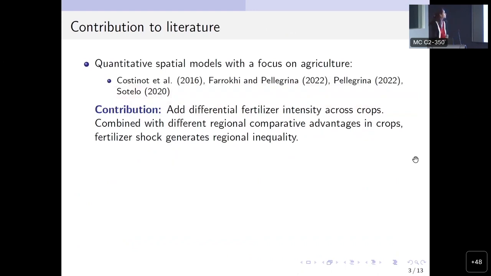Very briefly, I contribute to two main strands of literature. The first is the literature on quantitative spatial models with a focus on agriculture. In this literature, mainly what we're doing is adding fertilizer intensity across crops in the firm's production function. If you combine this with the fact that there are different regional advantages in crops, this fertilizer shock has the potential to generate regional inequality.